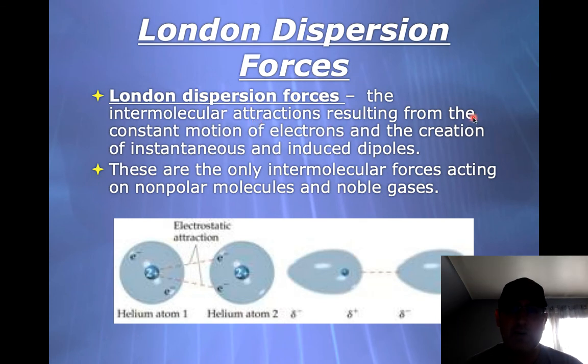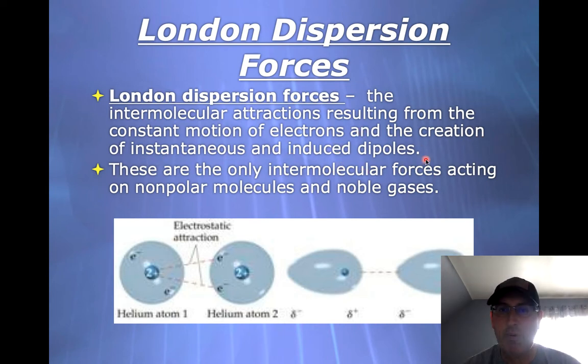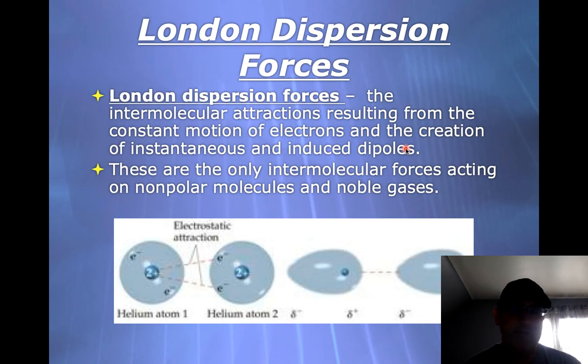The London dispersion force is the intermolecular attraction resulting from the constant motion of electrons and the creation of instantaneous and induced dipoles. So when you think of dipole, that's just a separation of charge. You have a negative side, you have a positive side. So here's helium, for example. Helium is a noble gas. It has 2 protons, 2 neutrons, and then 2 electrons in its outer energy level, which is the 1s, which is the first energy level as well.